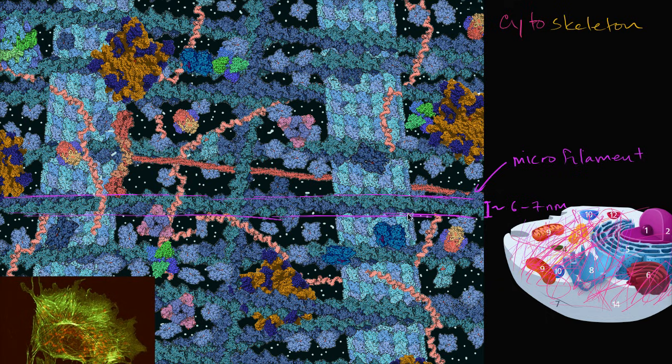They help give the structure of the cell. They're made up of actin proteins. So you can see there are these two actin strands, and you can visualize them as ropes wrapped around each other.